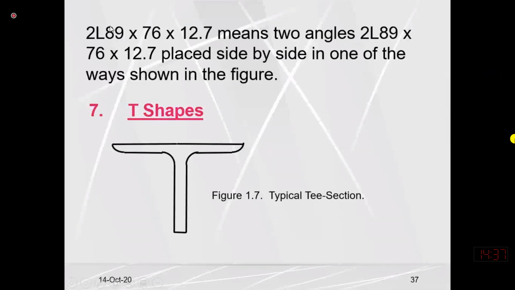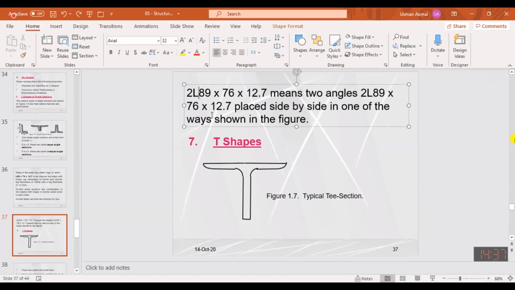So double angle, we are using two. We may use the symbol S here or not. Sometimes we may use the symbol S, and sometimes we may not write it. But that is what the 2L represents. We are using two angles in combination, where the larger leg dimension is 89, the shorter leg dimension is 76, and the thickness is 12.7.